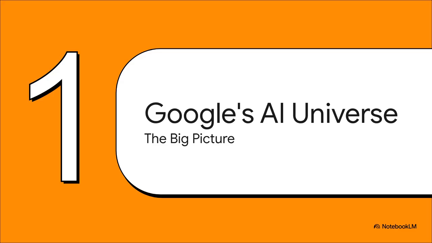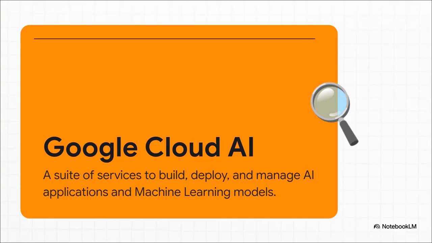Before we get into the nitty-gritty of the tools, we gotta understand the whole landscape. So let's zoom out for a second and take a look at the big picture of Google's AI universe. At its heart, Google Cloud AI is basically a massive toolkit for building with AI. Think of it as the whole shebang, all the services you need to build, then deploy, and then manage your AI applications from start to finish. And it's all running on Google's incredibly powerful and secure global infrastructure.